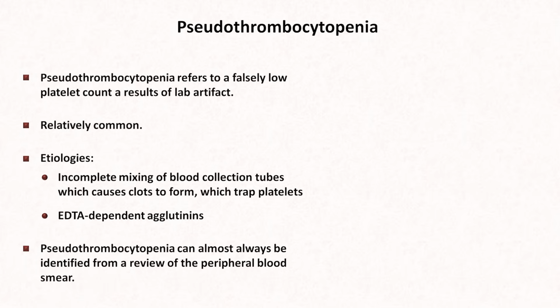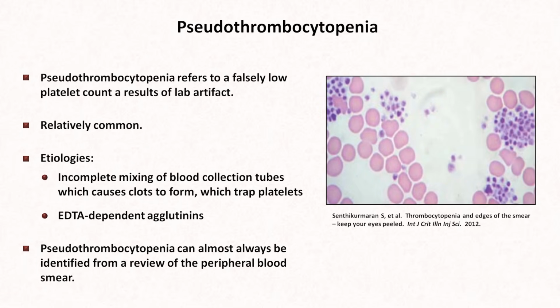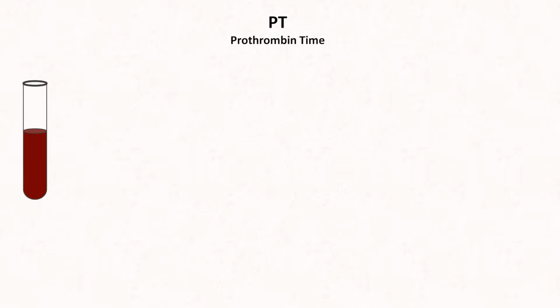Pseudothrombocytopenia can almost always be identified from a review of the peripheral blood smear, as in this case when we can see the extreme platelet clumping. The next test to discuss is called the Prothrombin Time, or more commonly just the PT.